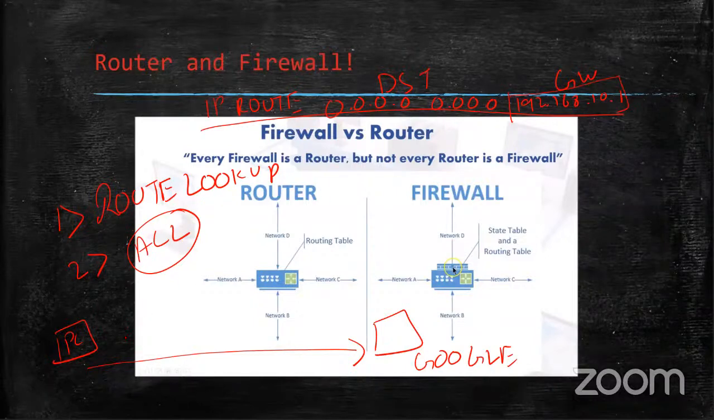Now, tell me one thing. Let's say I'm trying to access google.com. If I'm accessing google.com, what is the first packet that goes? It's a TCP SYN packet, right? Correct or not? Is it a TCP SYN packet or is it something else? Yes, right. So it's a TCP SYN packet.